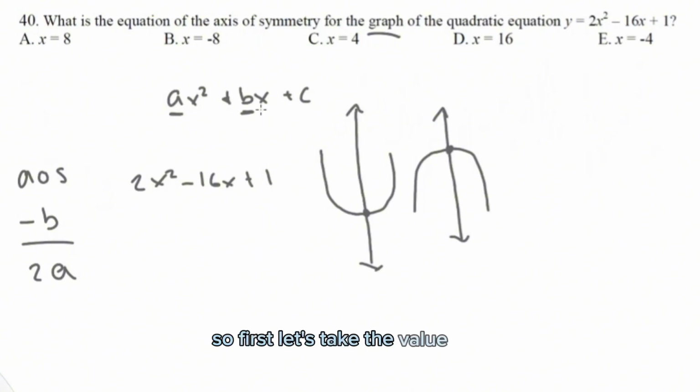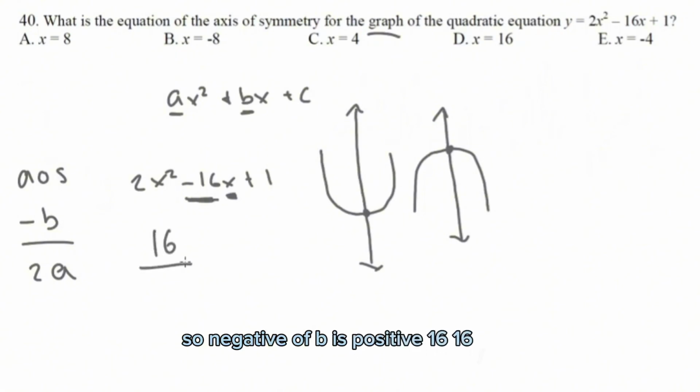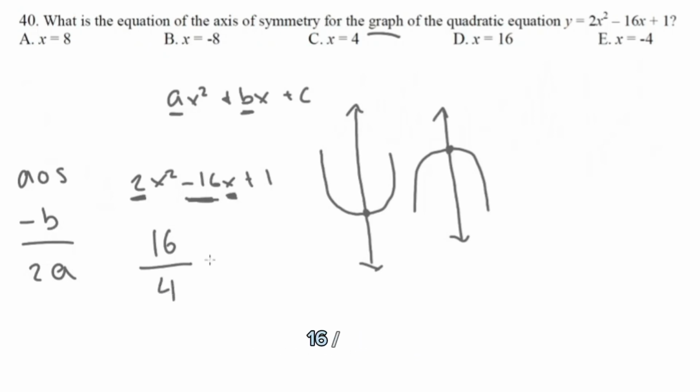So first let's take the value of b. The value of b is the coefficient of the x to the power of 1. So in this case, this is the x to the power of 1, and this is its coefficient, negative 16. That means b is negative 16. So negative of b is positive 16. 16 divided by 2a. So a is 2 because it's the coefficient of x squared, and 2 times 2 is 4, so this becomes 16 divided by 4. 16 divided by 4 is 4, and that's your answer.